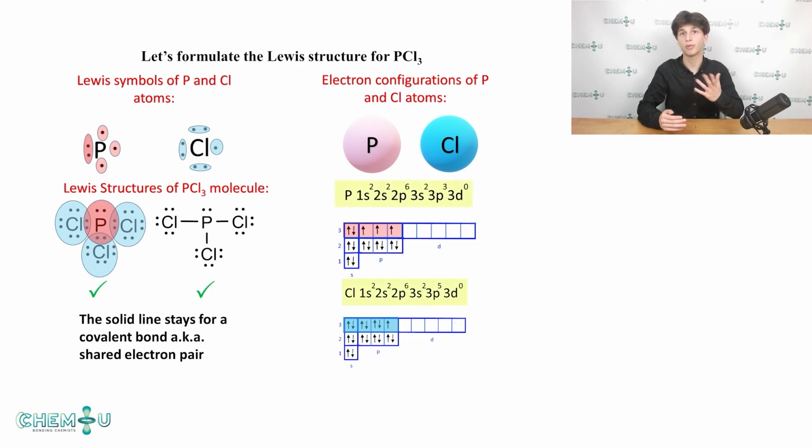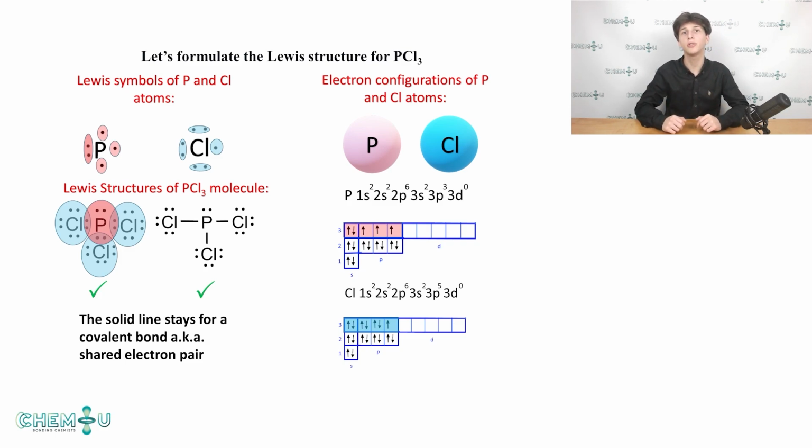They can be seen on the right-hand side of the slide. Then we move on to the Lewis symbols of phosphorus and chlorine. They can be seen on the left-hand side. Phosphorus has 5 electrons, 3 of them are unpaired, whereas chlorine has 7 in total and only 1 is unpaired. It means that phosphorus can form 3 bonds and each chlorine can have only 1.